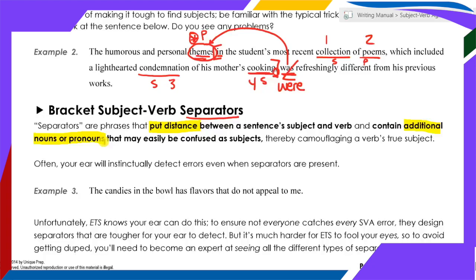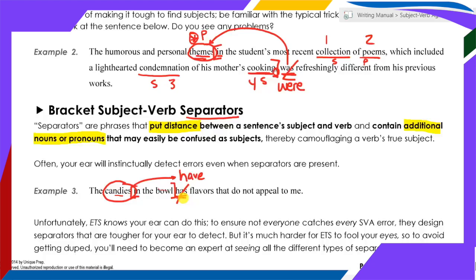And so anyway, if you look at example 3, and again, pause the video if you need to and see if you can catch an error if there is one. Indeed, there is an error here. This "has" is not supposed to be has, it's supposed to be have. Why is the has supposed to be have? Because our subject here is candies, and we don't say that candies has flavors, we say that candies have flavors. This little "in the bowl," this little prepositional phrase, we'll talk more about those in one moment. This little "in the bowl" is just a separator. It's just putting a little bit of distance between candies and has.